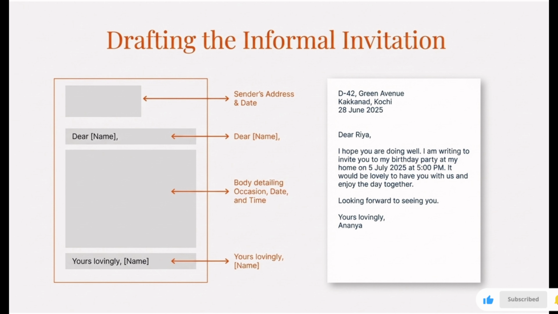Writing an informal invitation. An informal invitation usually begins with the sender's address and date, followed by a friendly salutation. The body of the letter explains the occasion, date, time, and place. The language should sound personal and natural, as if you are talking to a friend. The letter ends with a friendly closing, such as, yours lovingly.